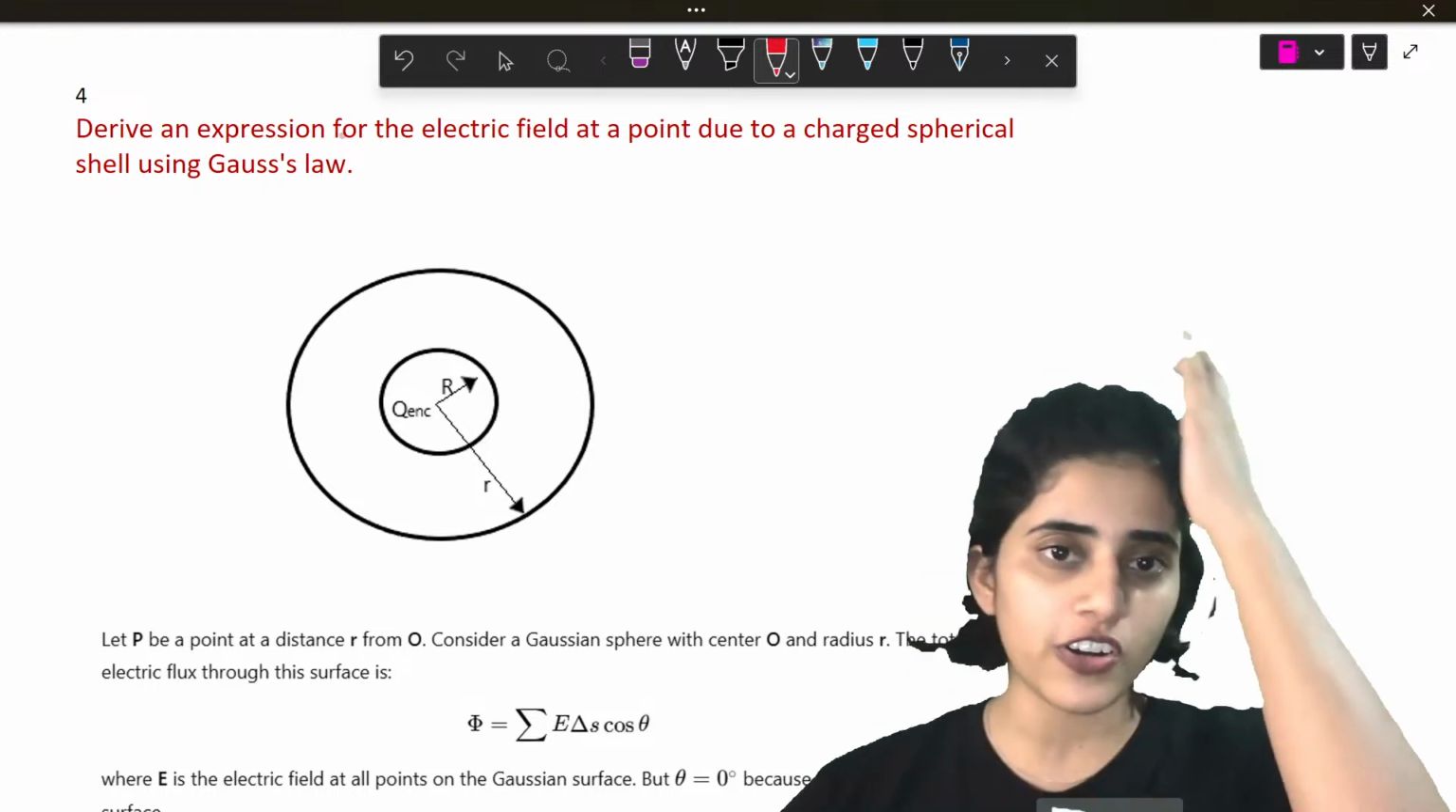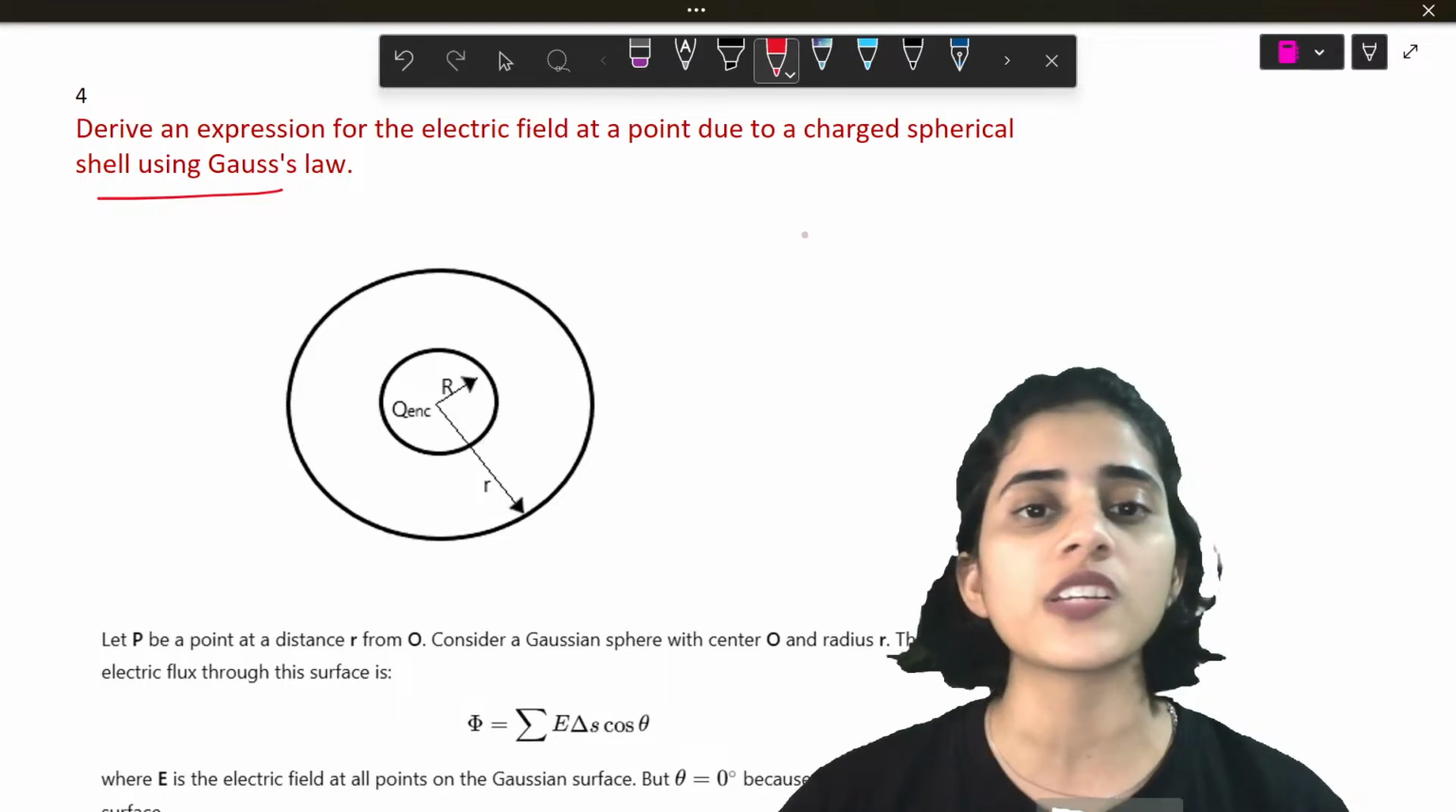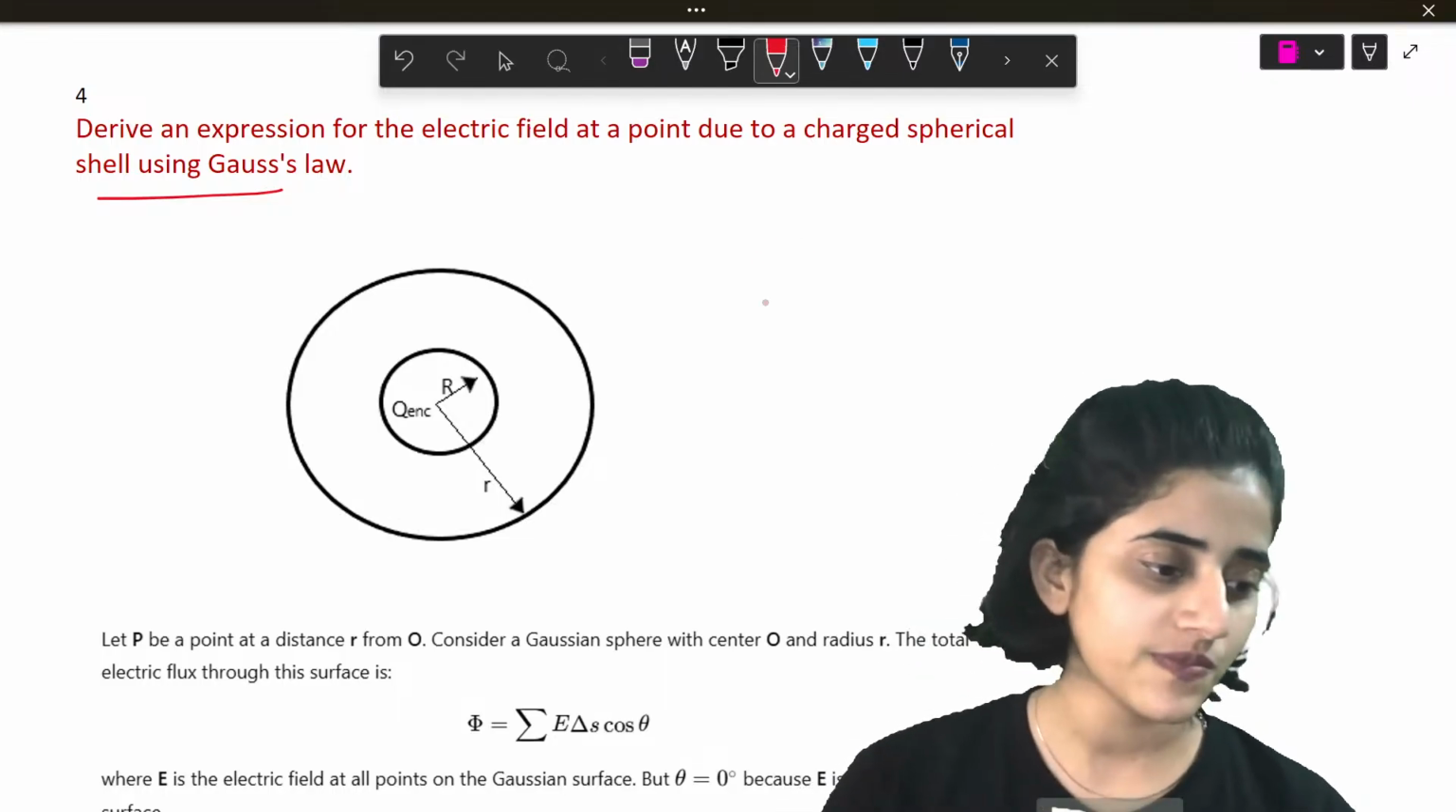Derive an expression for electric field at a point due to a charged spherical shell using Gauss law.